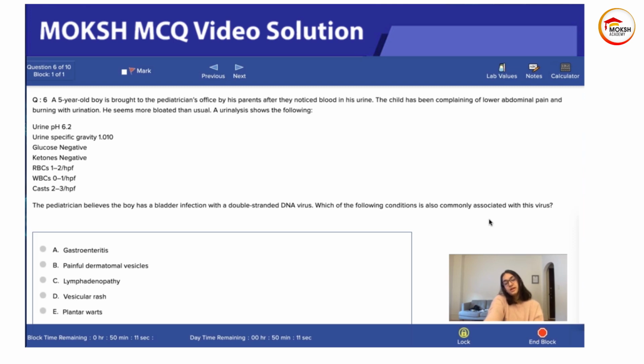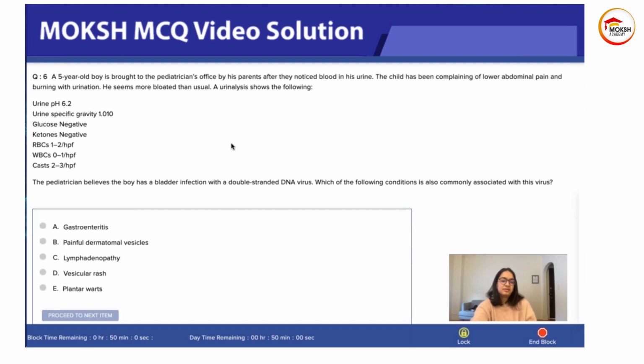So you need to identify what condition this child is suffering from, and which double-stranded DNA virus can cause that. And once you get that, the next part of your answer becomes really simple. So is it gastroenteritis, painful dermatomal vesicles, lymphadenopathy, a vesicular rash, or plantar warts?